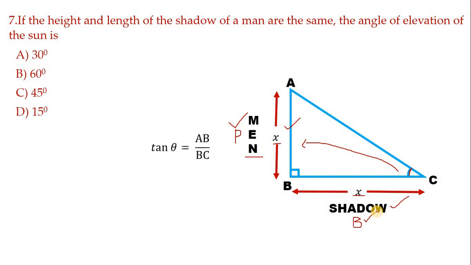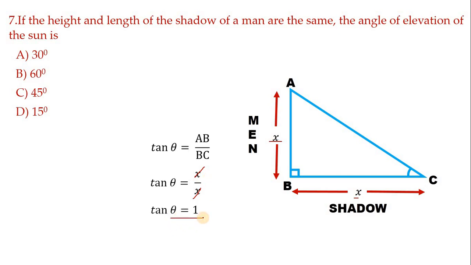So hence tan theta is equal to AB by BC. So what is the AB value? I have taken it as x, and BC I have taken as x itself because both are the same. And here x and x get cancelled and we get only 1. Hence tan theta equals 1. Now you have to think for what angle tan theta will be equal to 1. That is tan 45 degree. Therefore, our answer is option C. Move on to the next one.